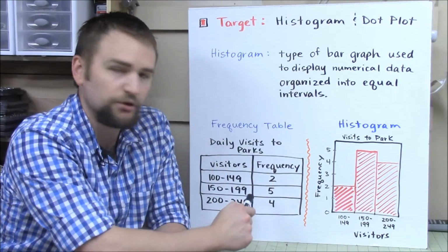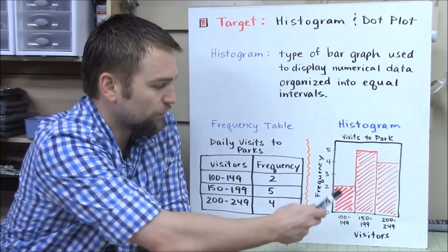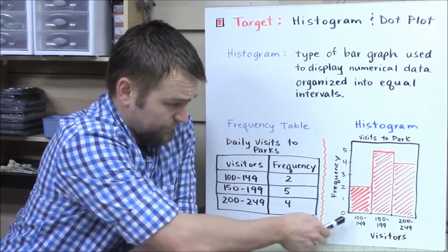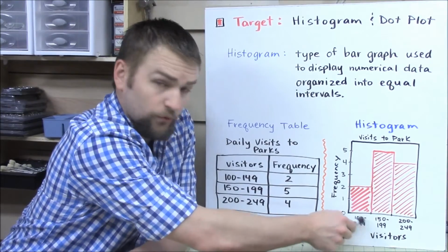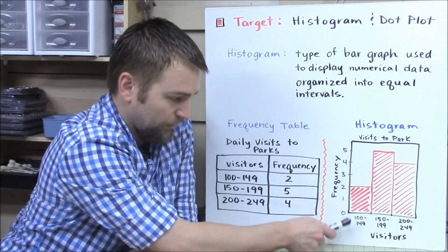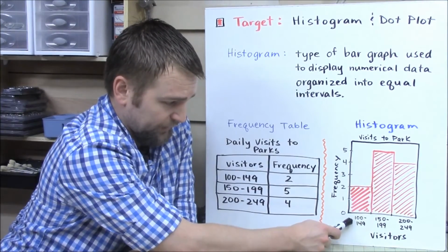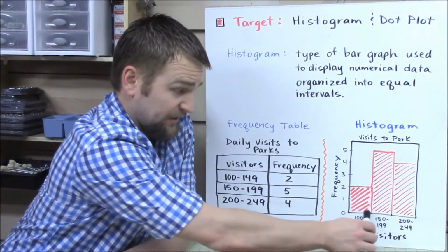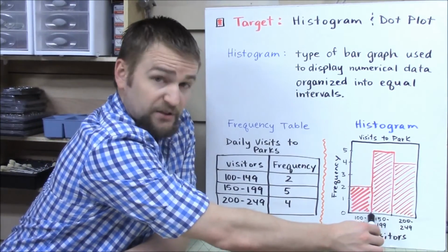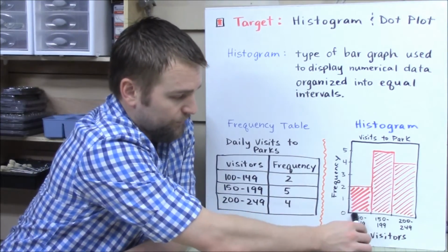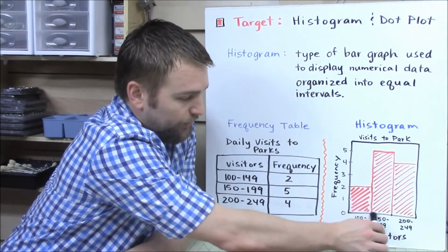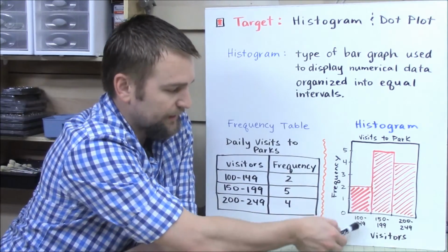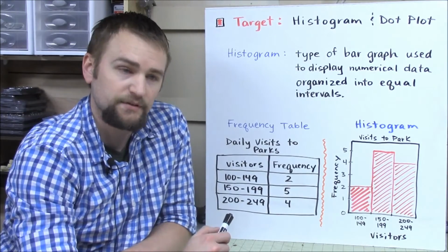So from this, we're going to turn it into a histogram. Look over here. We have our frequency on this side. We have our visitors, and these are our intervals that we're going to put down here on the bottom. So our intervals 100 to 149, 150 to 199, 200 to 249. You can see there's no space in between. So with a histogram, the intervals are touching each other. And then the frequency, how many times each interval happens.